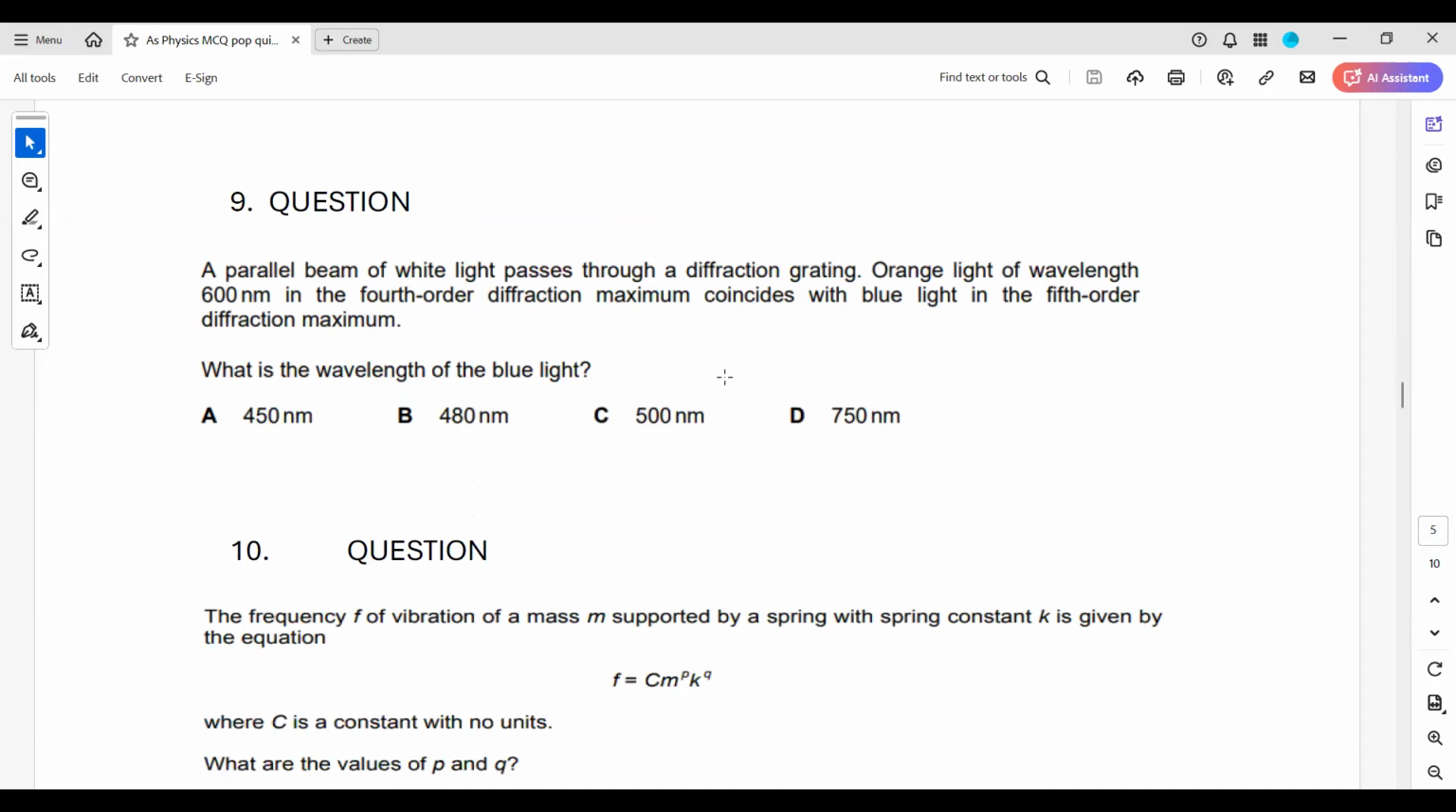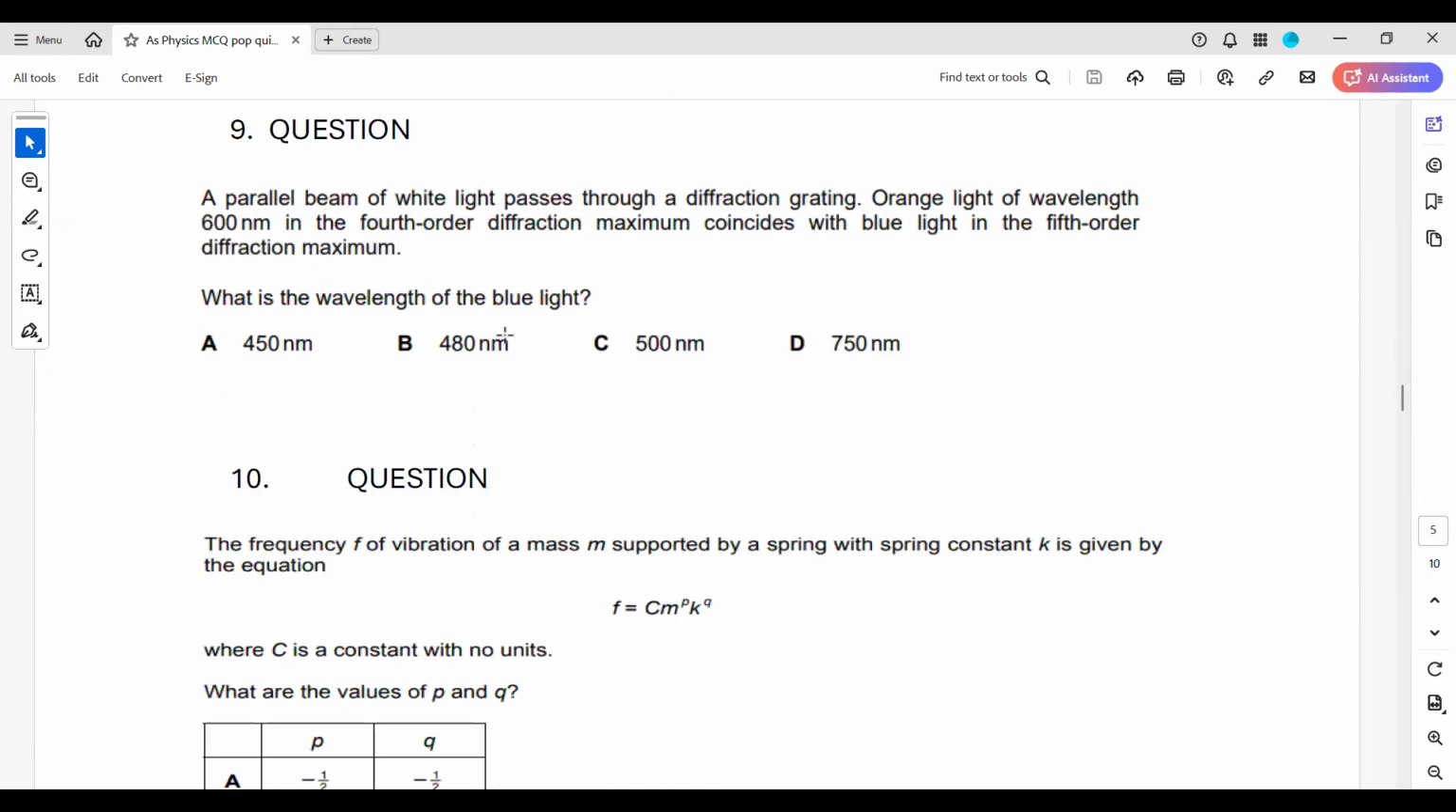Question 9, any doubts? Question 9: a parallel beam of light passes through a diffraction grating. For orange light of wavelength 600 nanometers, a fourth order diffraction maximum is there, which coincides with the blue light's fifth order maximum.